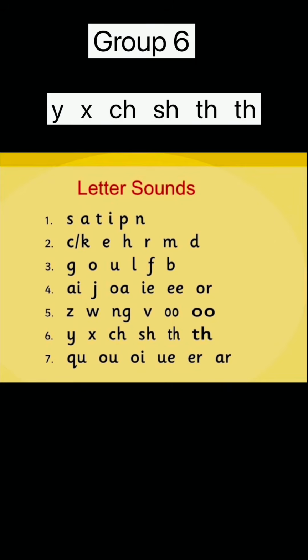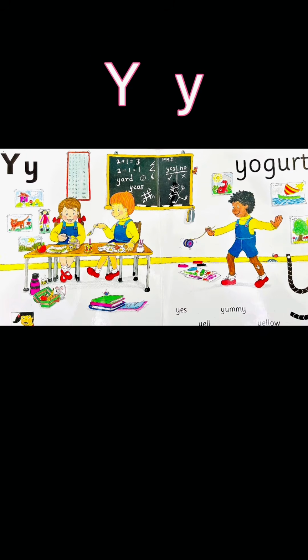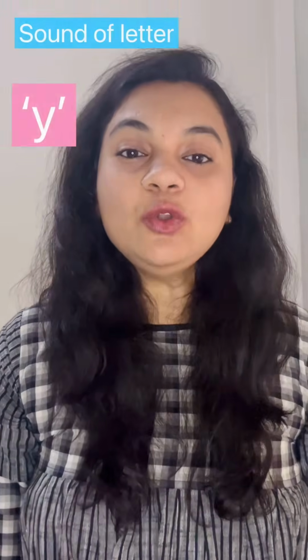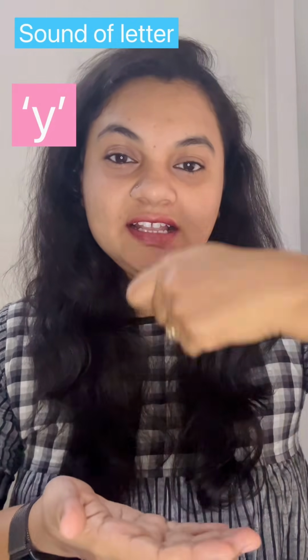Now group 6: Y, X, CH, SH, TH and TH. Sound of letter Y. For action, pretend to be eating a yogurt and say y, y, y, y. Sound of Y.